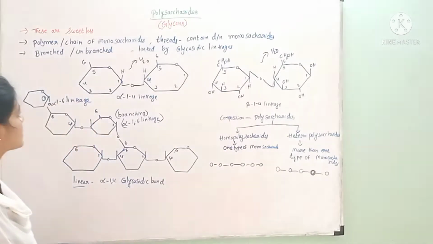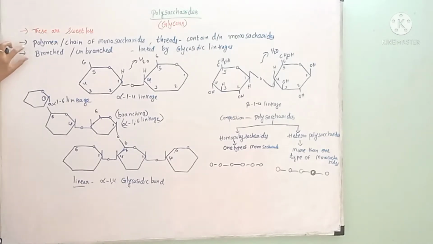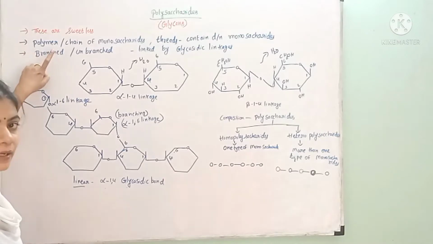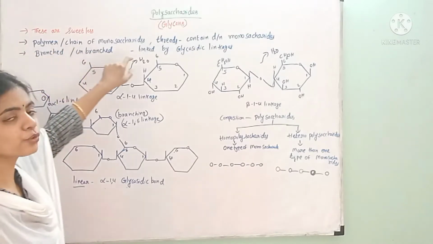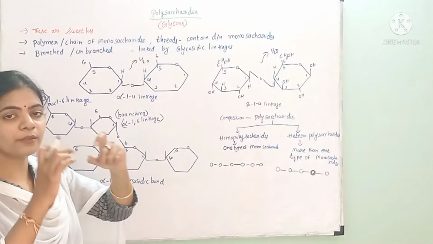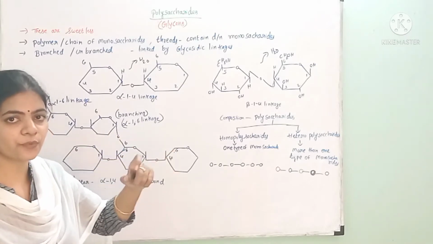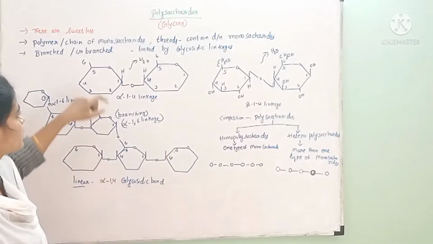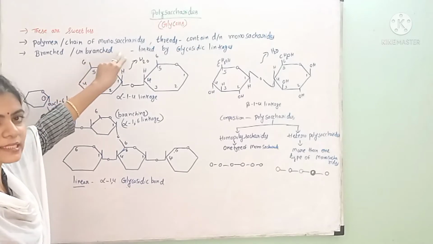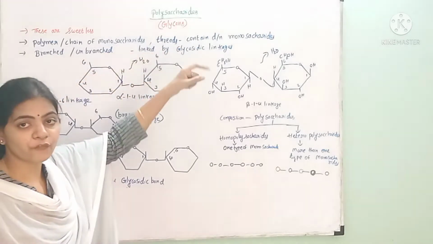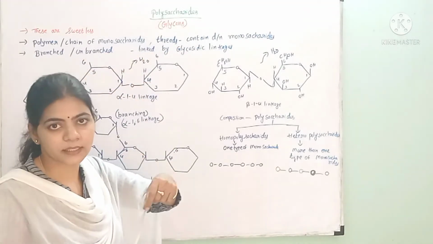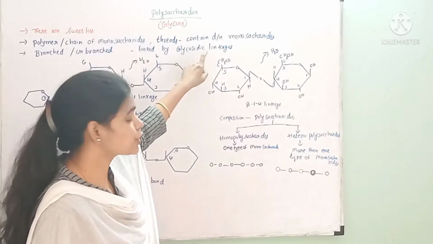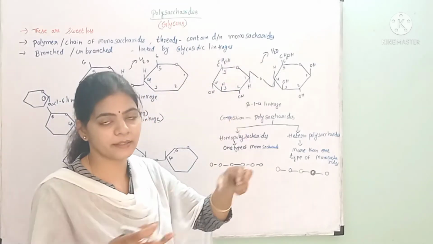They are also called glycans, and these are sweetless. They are not sweet in taste, and these are polymers or chains of monosaccharides. That means different monosaccharides are arranged one by one and form a chain structure called polysaccharides, and these are in the form of threads, like cotton threads, which contain different monosaccharides.